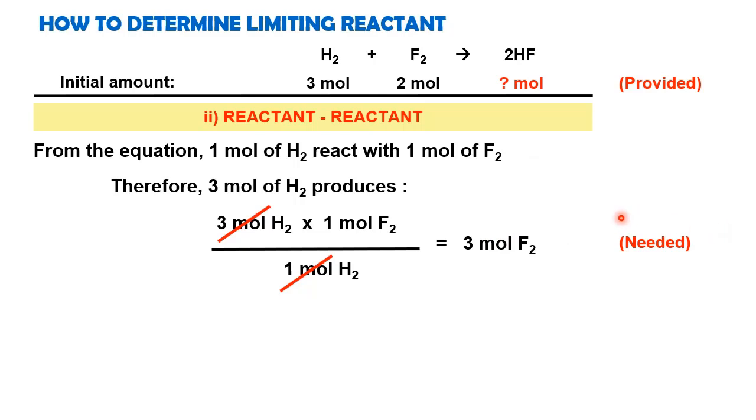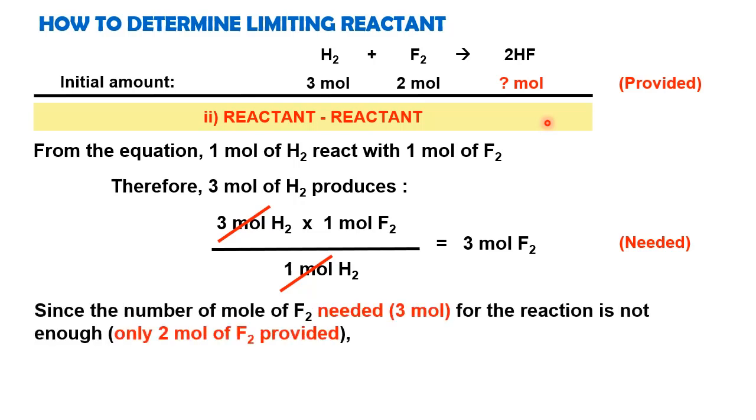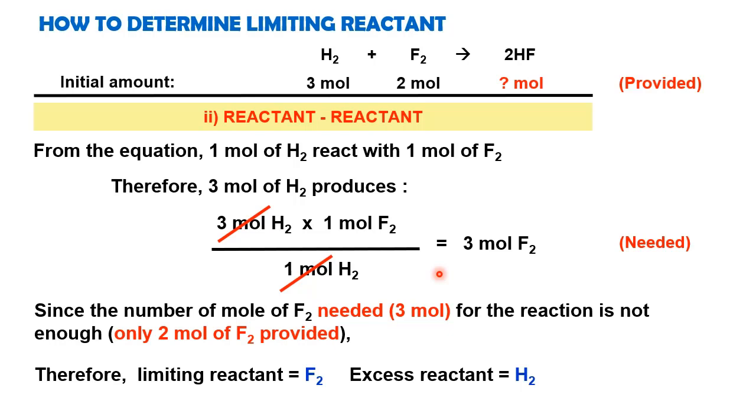Since the number of mole F2 needed is 3 mole and it is higher than provided, which is 2, it means the reaction will stop once all the 2 mole has been used up. Therefore, we could say that F2, which will limit the production of hydrogen fluoride, is the limiting reactant, while H2 is the excess reactant. So you need to make a statement like this and give some reasoning. Why do you say that this is going to be the limiting reactant? Only then can you come to a conclusion that the limiting reactant is the F2 while the excess reactant is the H2.